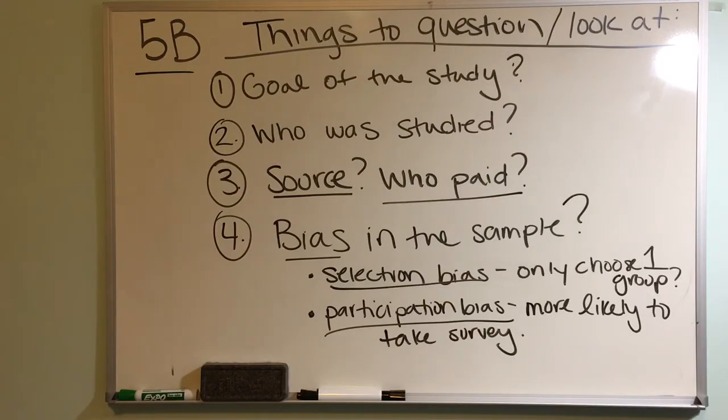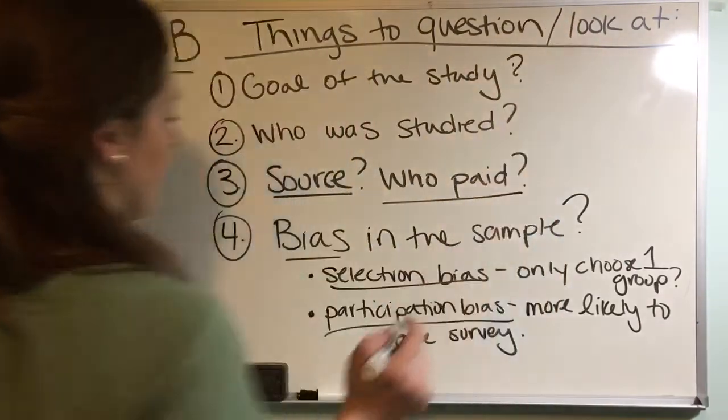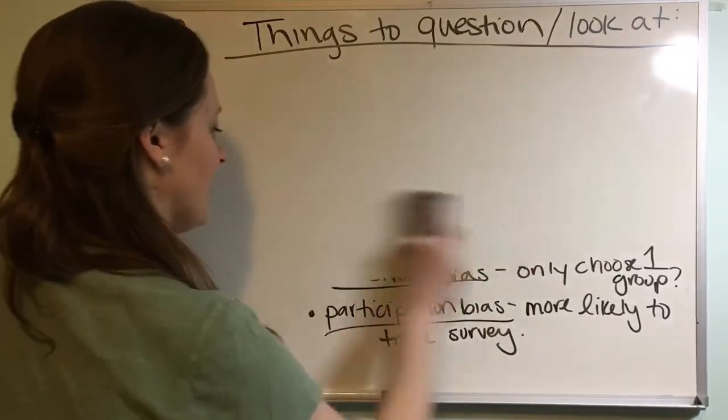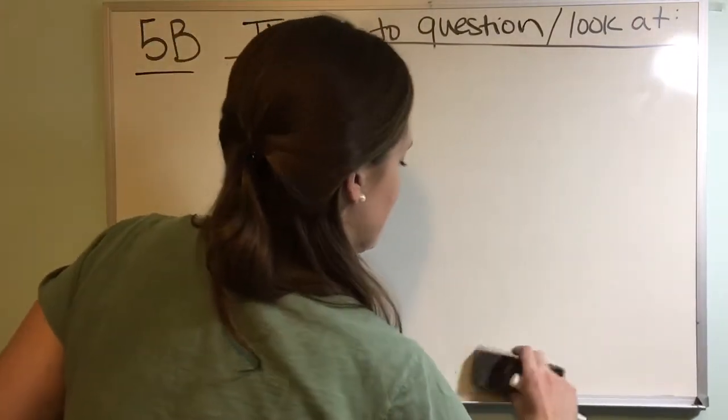Okay, those are the first four. Make sure you have those written in your notes. This is an N. It looks like a weird letter. I'm going to do 5 through 8. We have 8 different things to look at with studies.